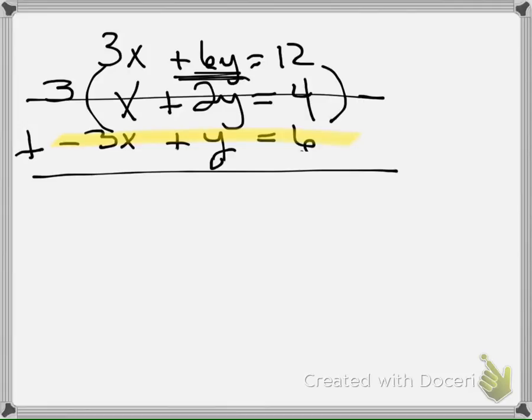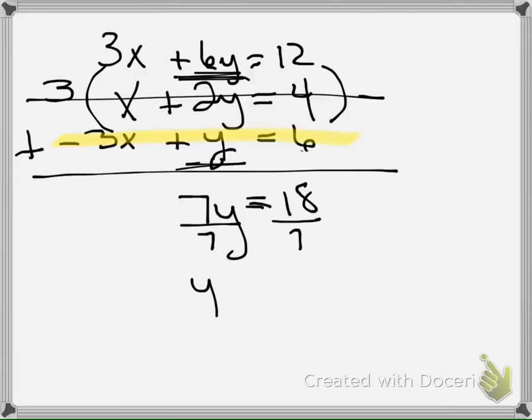And then we got 6y plus y, 7y, equals 12 plus 6, 18. And now we're going to divide by 7 on both sides. So y is 18 over 7. Now plug that into your x equation. Which equation should I plug it in? Should I use this yellow one? What about that top one?